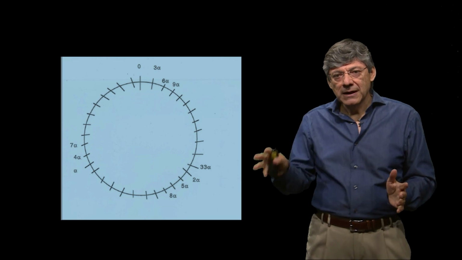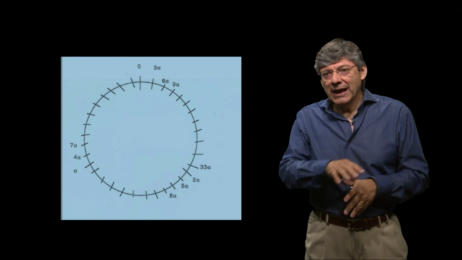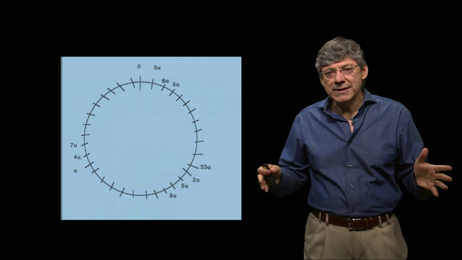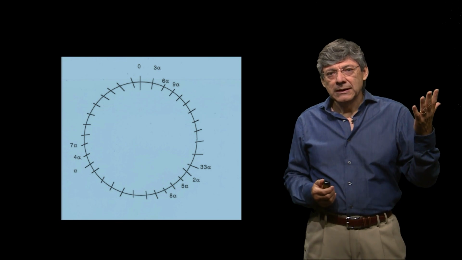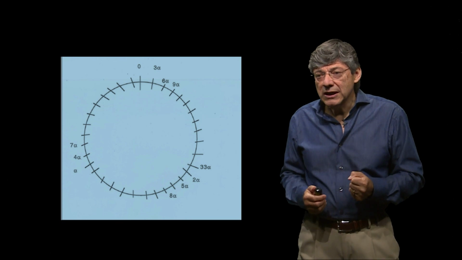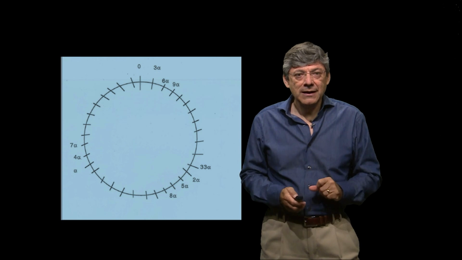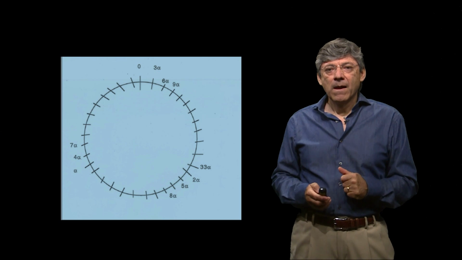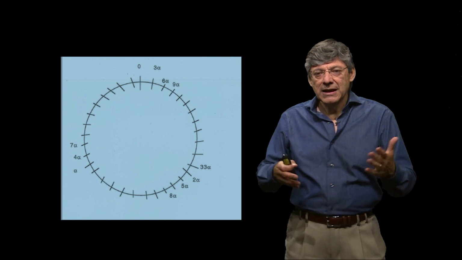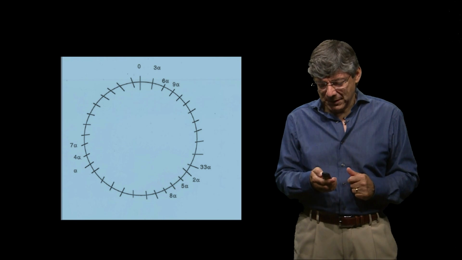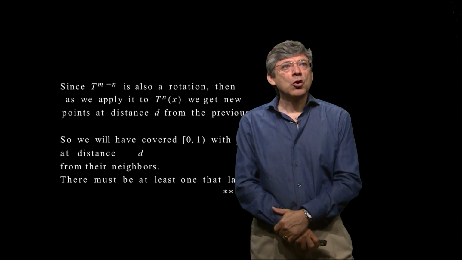So you will have obtained a sequence of points in the interval at distance d from each other, and since the interval has length bigger than 2d, it must be the case that at least one of those points is inside that interval. You cannot have all those points miss the interval, since they are at distance d from each other and the length of the interval is bigger than 2d. So this part concludes the proof.